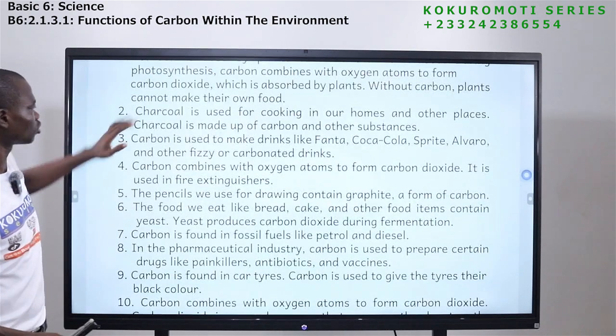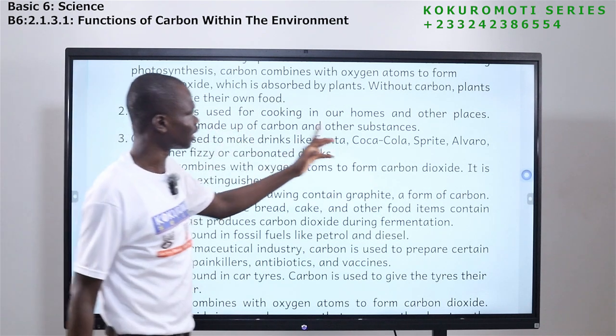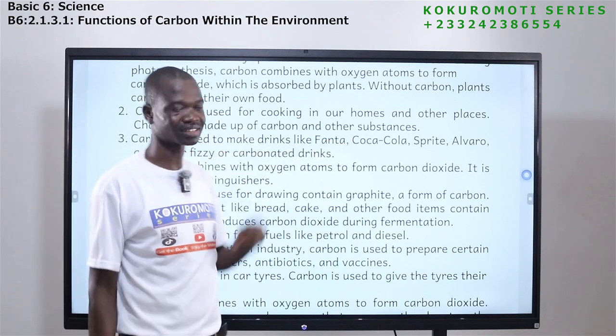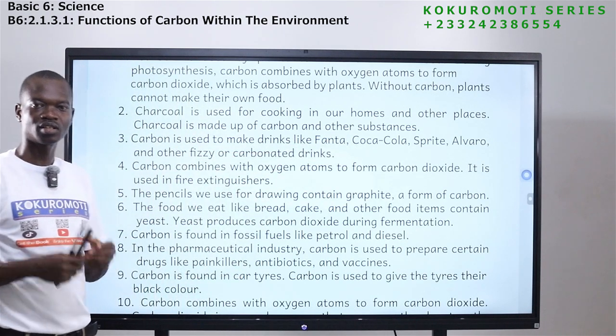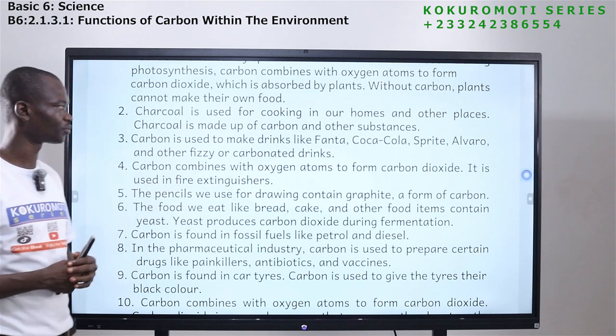The next one is charcoal. We all use charcoal. Charcoal is used for cooking in our homes and other places. Charcoal is made up of carbon and other substances. So the charcoal that we use, one of its components is carbon.